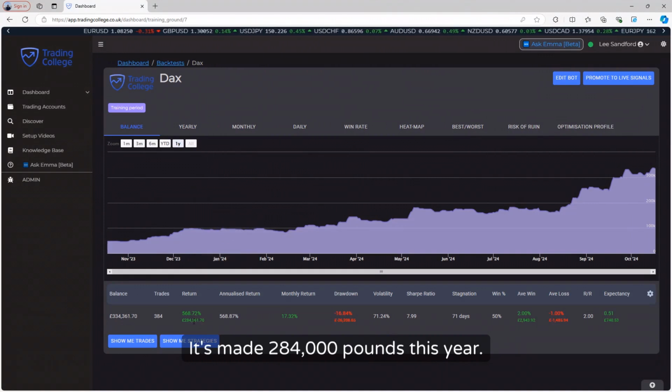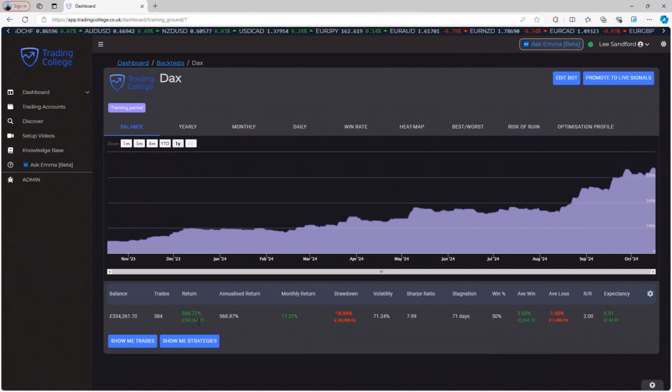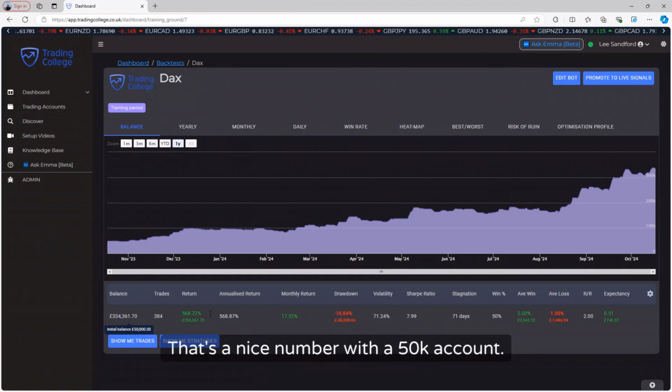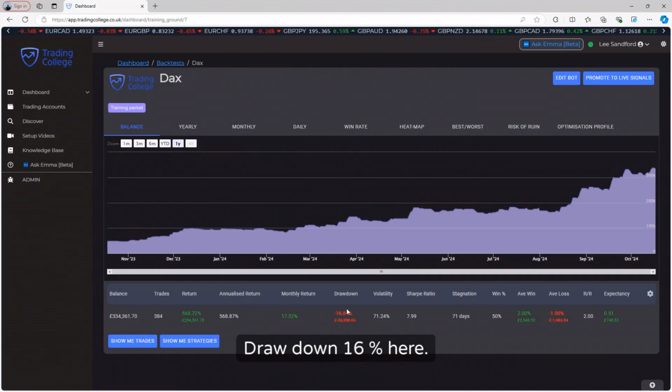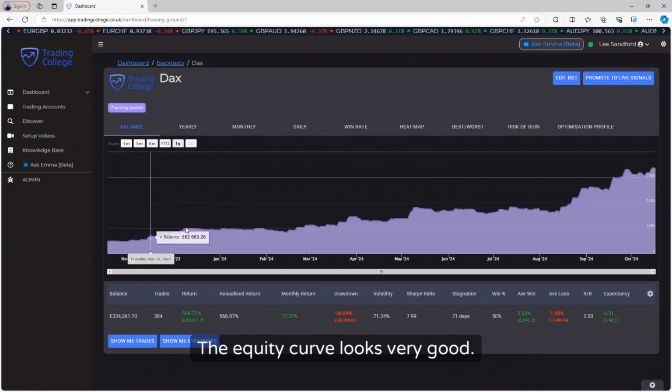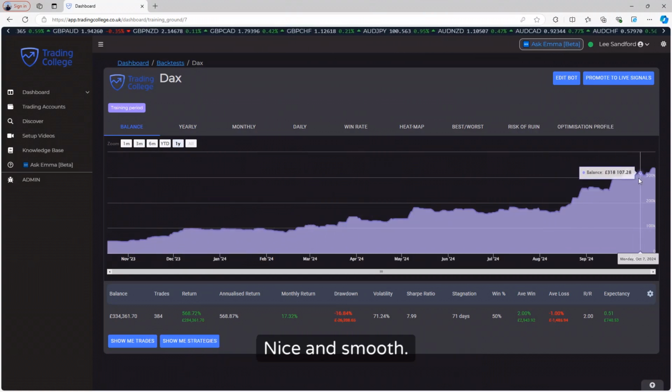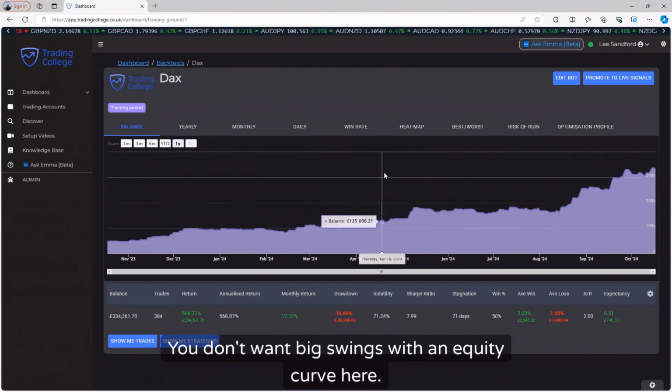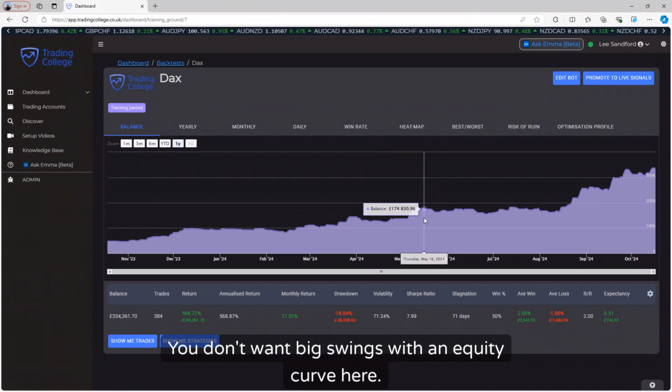It's made £284,000 this year. It's a big number. One trade a day. That's nothing, is it? One trade a day. That's a nice number with a 50k account. Drawdown 16% here. The equity curve looks very good, nice and smooth, not too erratic. You don't want big swings with an equity curve here.